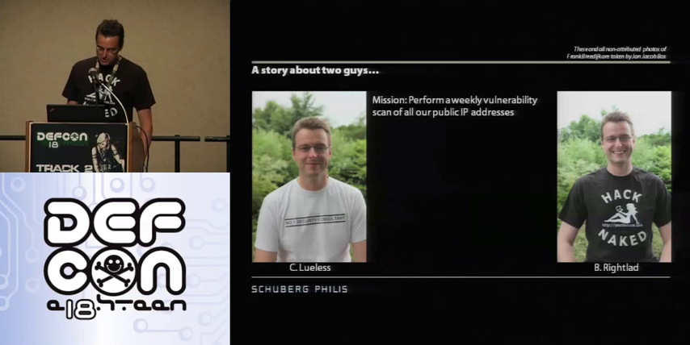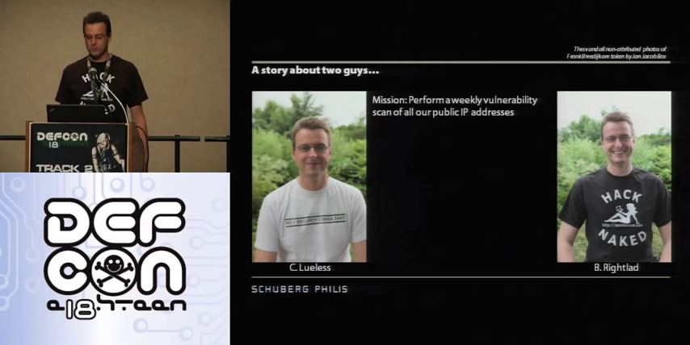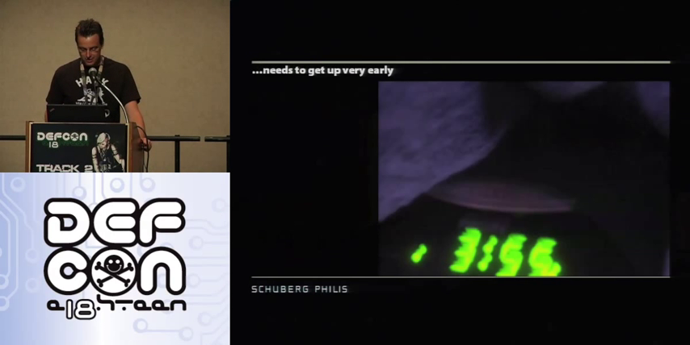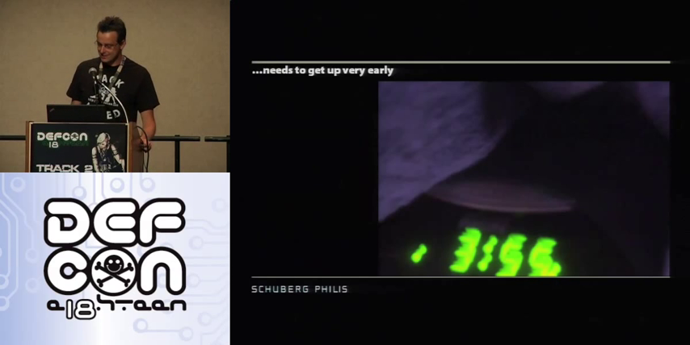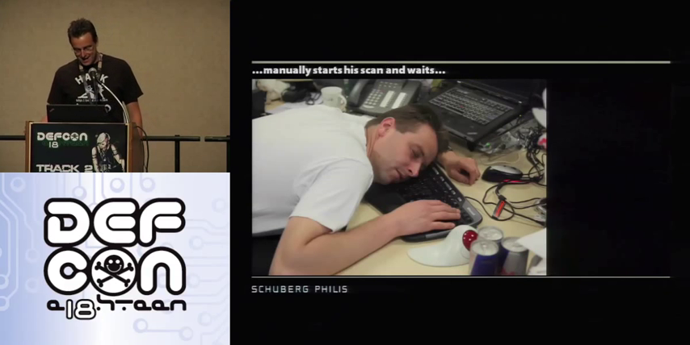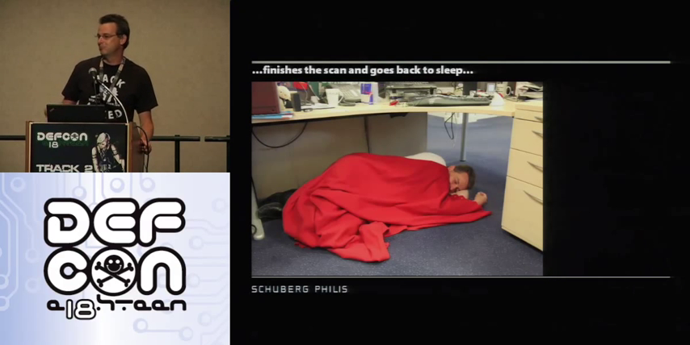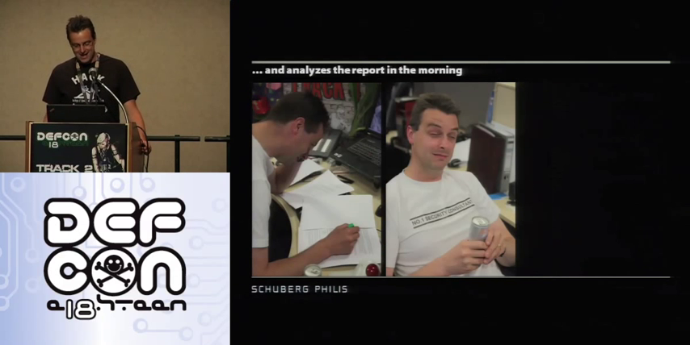So they've both been given a task to perform a weekly vulnerability scan of all their public IP addresses of their company. And Seccubus decided to just use a regular vulnerability scanner, which means that he has to get up at a rather awkward time. I think this is the time I went to bed yesterday and was a bit shaky, as you can see. He has to manually start the scan and then just wait for it to finish. Then when the scan is finished, he actually has to recuperate a little bit, analyze the report in the morning, and that's not good for you. It's like doing DEF CON parties.